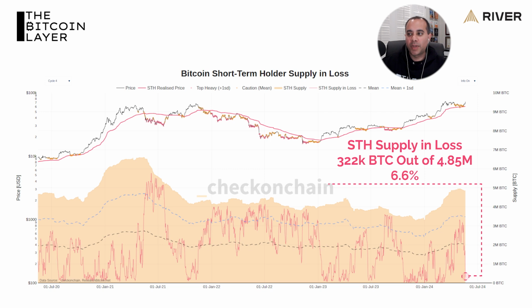Now, the last two charts complement each other, and they go with what you've been saying, that this is a textbook bull market correction and something you just love to see right now. So I want to get your sense of why these are things that you love to see. The first chart here is Bitcoin short-term holder supply in loss.